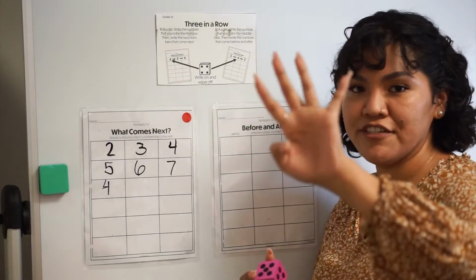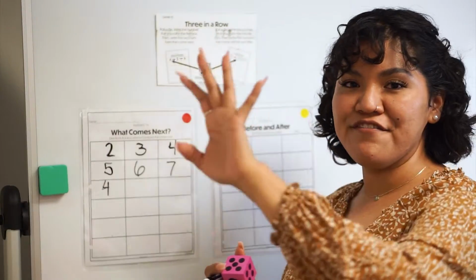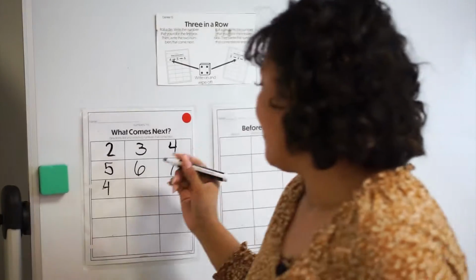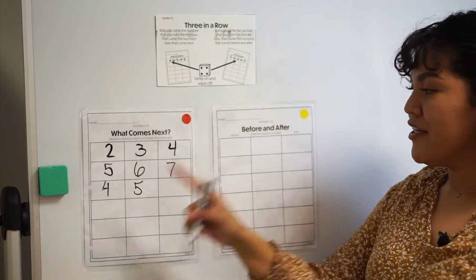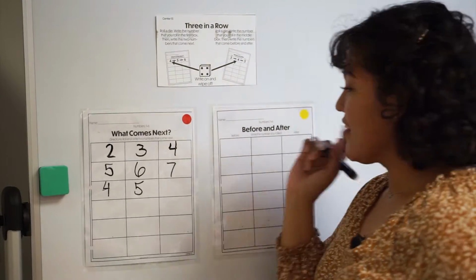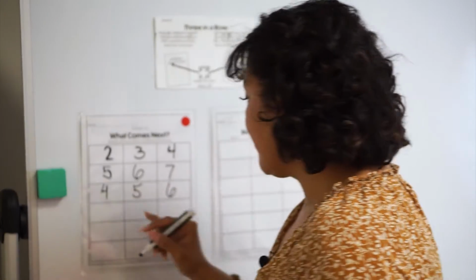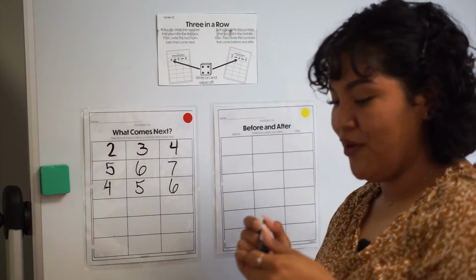So we have 4 fingers up. We add another one. We have 1, 2, 3, 4, 5. We're going to put a number 5 right there. What comes next after 5? 6. 6 comes next after 5. Okay, let's roll our dice one more time.